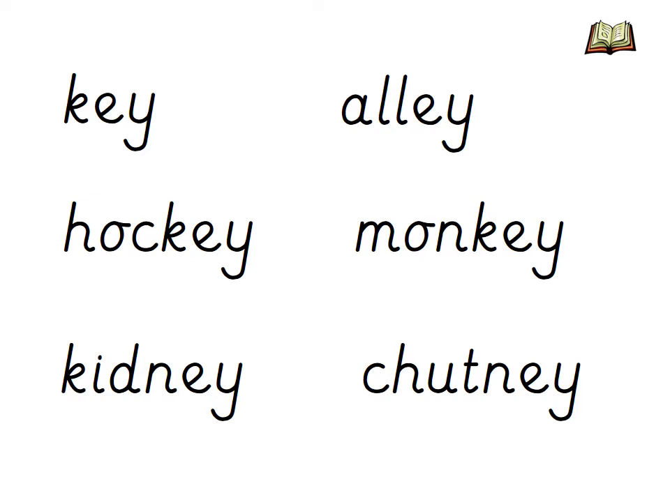The first word is key, the next is hockey, then kidney, alley, that's a narrow passage, monkey, and chutney, that's a sauce that's made from fruit, vegetables, sugar, and spices.